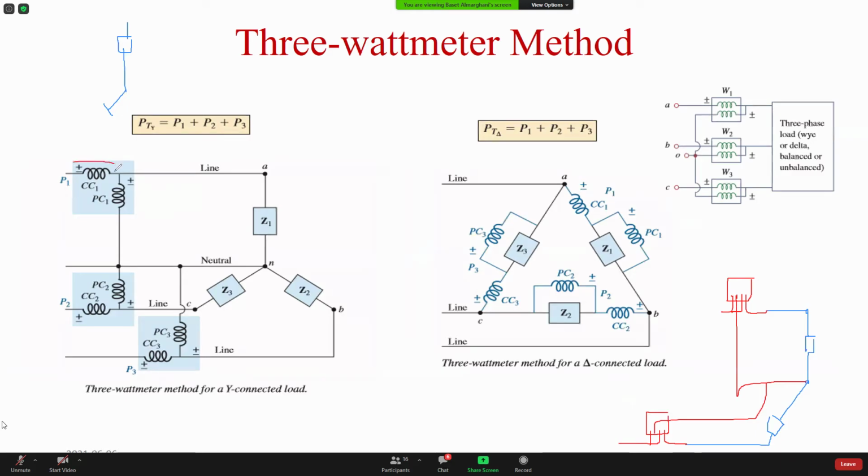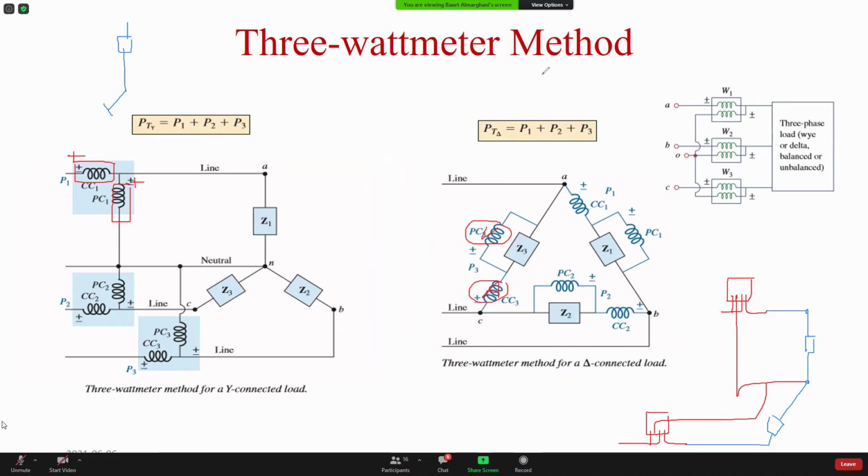This is the coil that measures the current. This is the coil that measures the voltage. Make sure you have the same polarity. So if positive is here for the voltage, it should be positive here for the current. Three phase. Now, if you have delta connection, you take each one of them. This is the voltmeter of the wattmeter, and this is the ammeter of the wattmeter. These are the two coils here. This is how you connect them to measure the power. Each one of them will measure one phase.